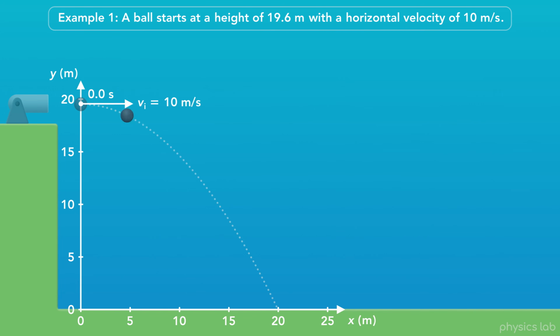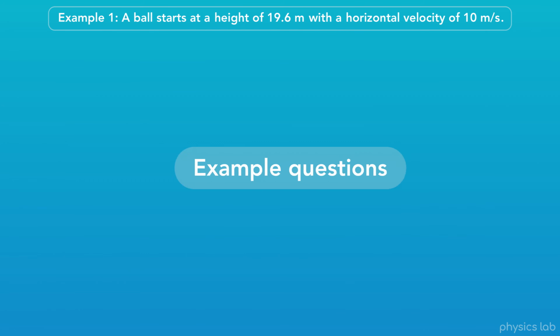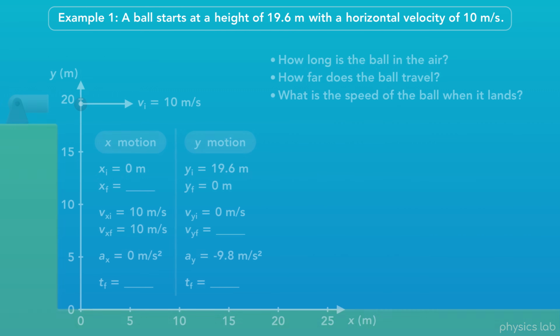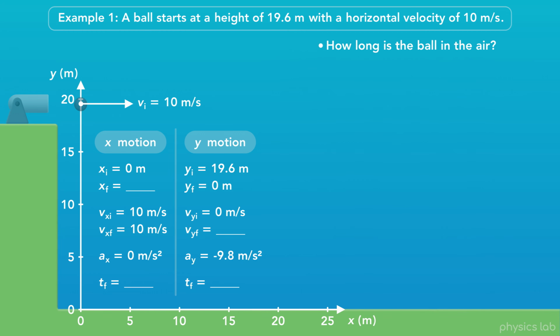So that's what two-dimensional projectile motion looks like when an object starts at some height with a horizontal velocity. Now that we've looked at the motion, let's answer a few questions. How long is the ball in the air? How far does the ball travel? And what is the speed of the ball when it lands? Let's start with the first one.